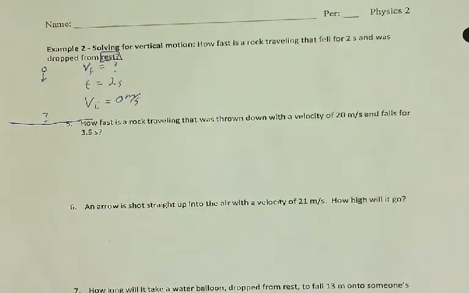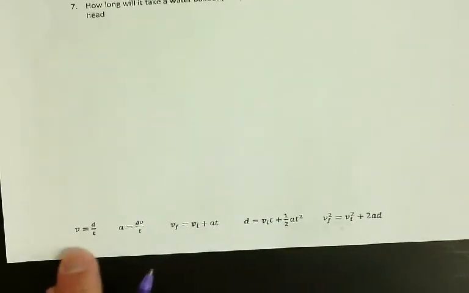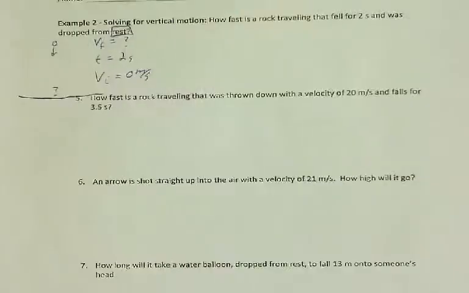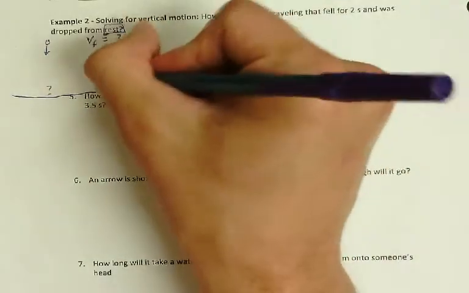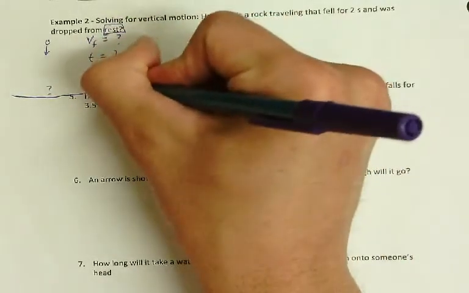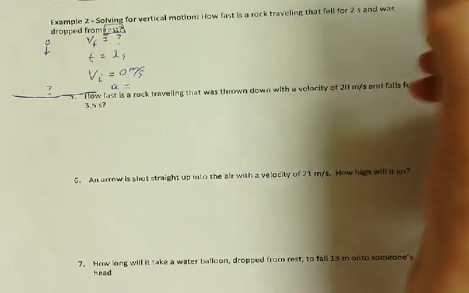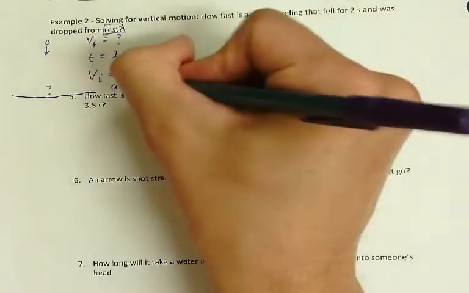You might have noticed that that's not enough information, right? All of our equations, except for this one, need 4 things, and this only works if the acceleration is 0, and it's not 0 when it's in free fall. So here's the thing you need to keep in mind. For a free fall problem, A equals G, and G is negative 9.8.